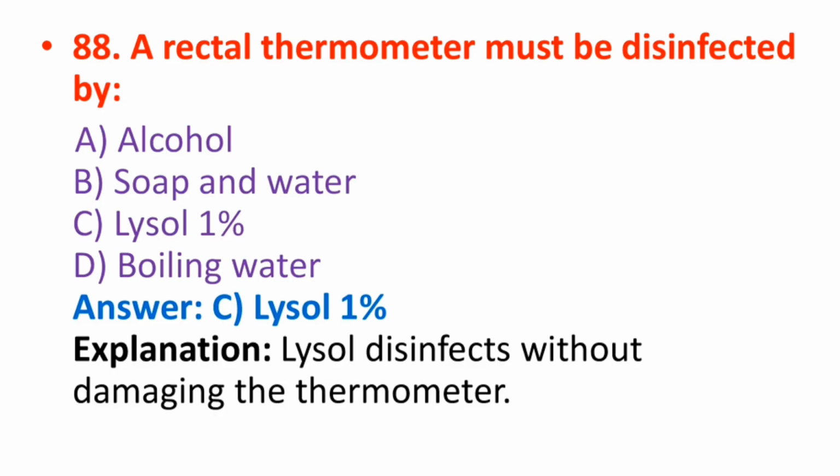A rectal temperature thermometer must be disinfected by option A, alcohol, option B, soap and water, option C, Lysol 1%, option D, boiling water. The correct answer is option C, Lysol 1%. Lysol disinfects without damaging the thermometer.